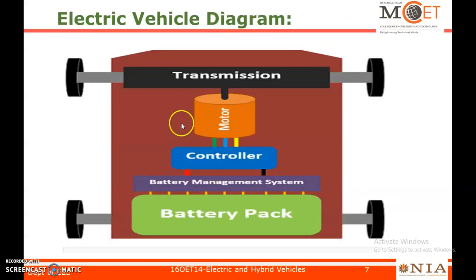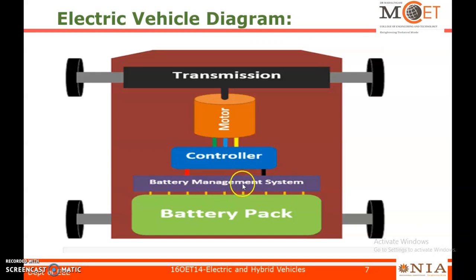Next, this is the diagram of the electric vehicle. It consists of the battery pack. Inside this battery pack, it comprises a coolant system, an electric battery, and a battery management system. This battery management system will control and monitor the operating performance of the battery.